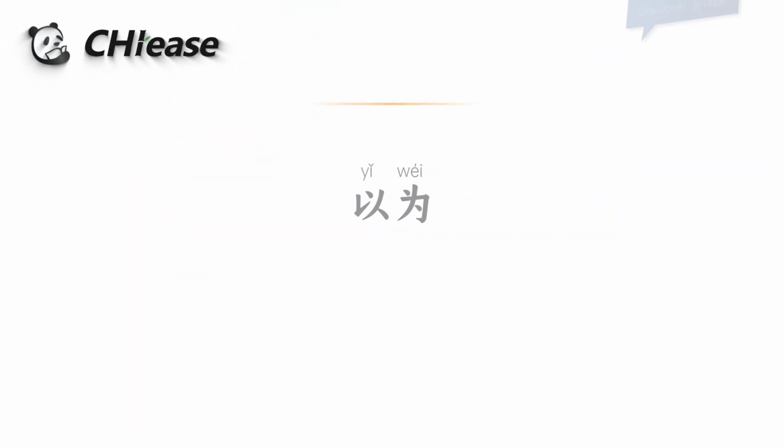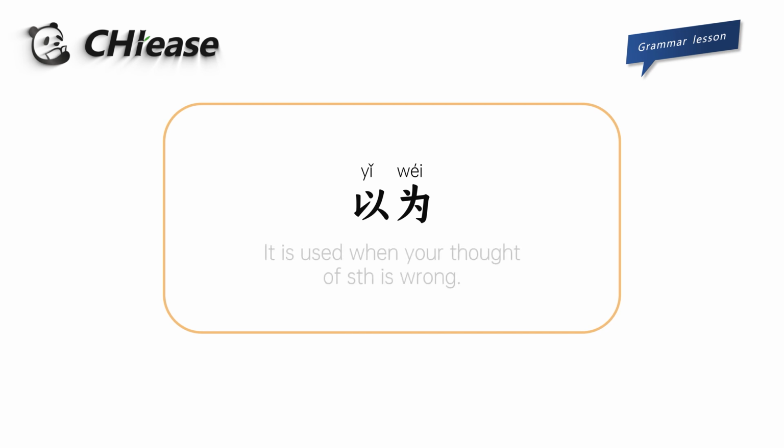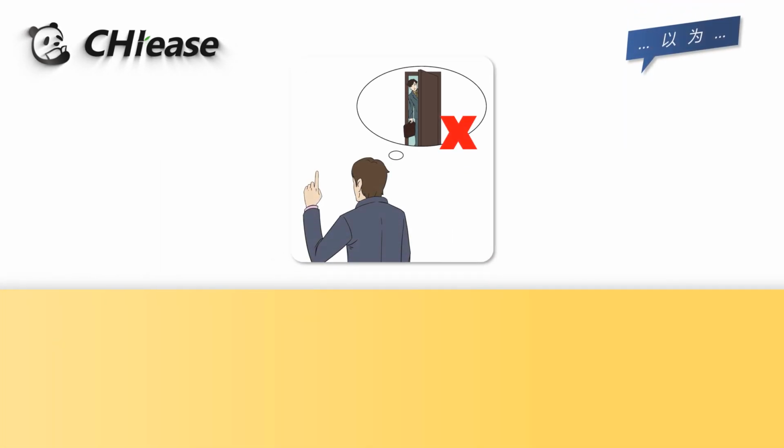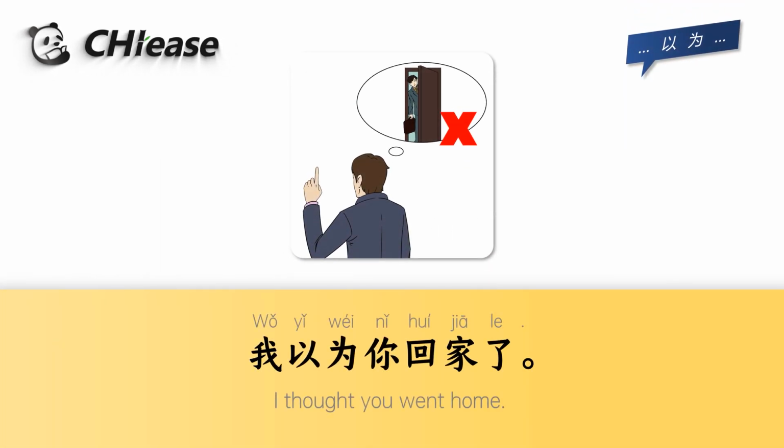Today we're gonna learn this word, 以为. It is used when your thought of something is wrong. For example, 我以为你回家了. I thought you went home. That means I thought you went home, but actually you didn't.